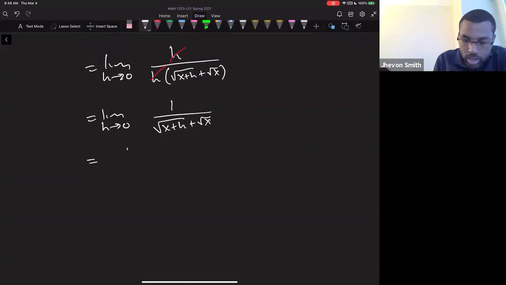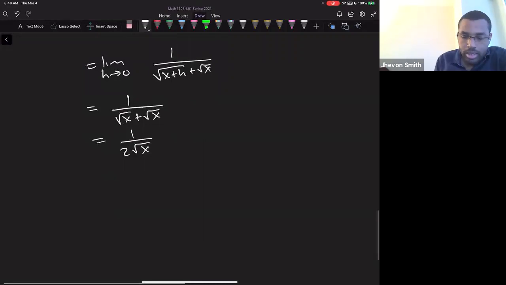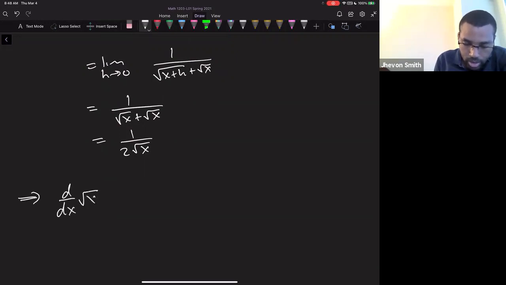Now if I plug in h equals 0, I'll get 1 over radical x plus radical x, or 1 over 2 radical x. And yeah, that's actually the derivative. So I can say here the derivative of the square root of x is 1 over 2 rad x.